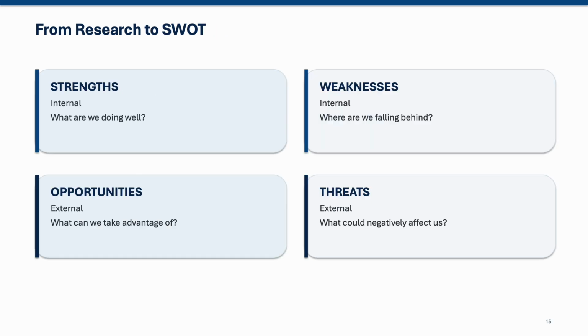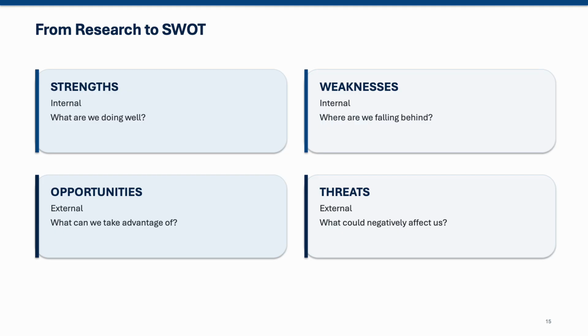Once you've gathered your competitive information, you can use those insights to inform your SWOT analysis. SWOT stands for strengths, weaknesses, opportunities, and threats. Strengths and weaknesses are internal. Strengths are things your organization or brand does particularly well, while weaknesses are internal areas where improvement may be needed.